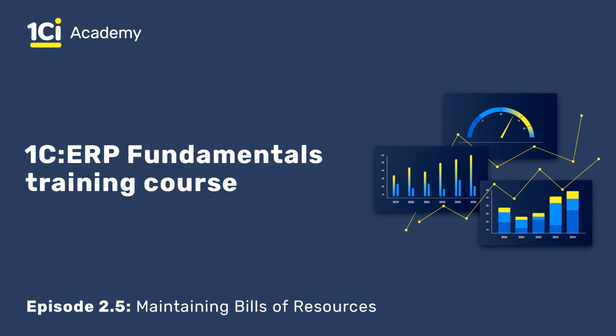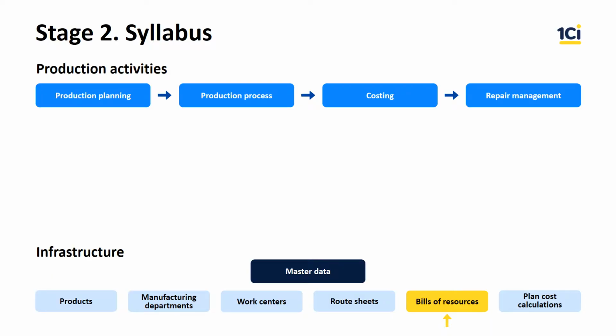Hello! In the previous lesson, we learned how to create the root sheets for Workshop 2 and use these sheets to record the production operations for all products manufactured in this department. Today, we'll continue to learn the manufacturing subsystem. Let's start with creating bills of resources.